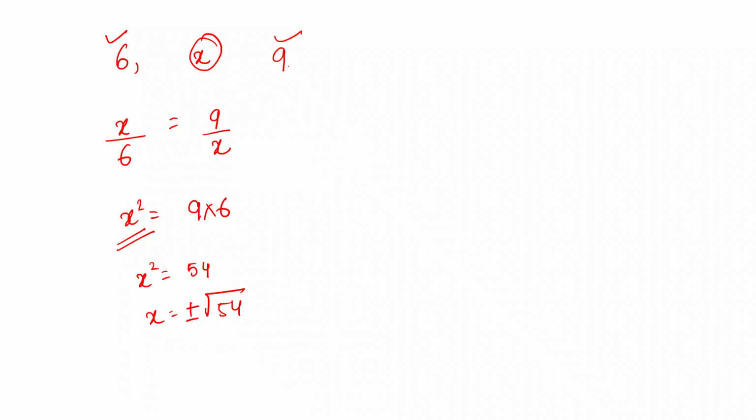Alright, there is some convention that is followed by different mathematicians. Some say that if these two numbers 6 and 9 are positive, then we also take this x to be positive, and if these numbers are negative, for example we have minus 6 and minus 9, then we will be taking the negative, minus root over 54, to be our geometric mean. But again, that varies from person to person.